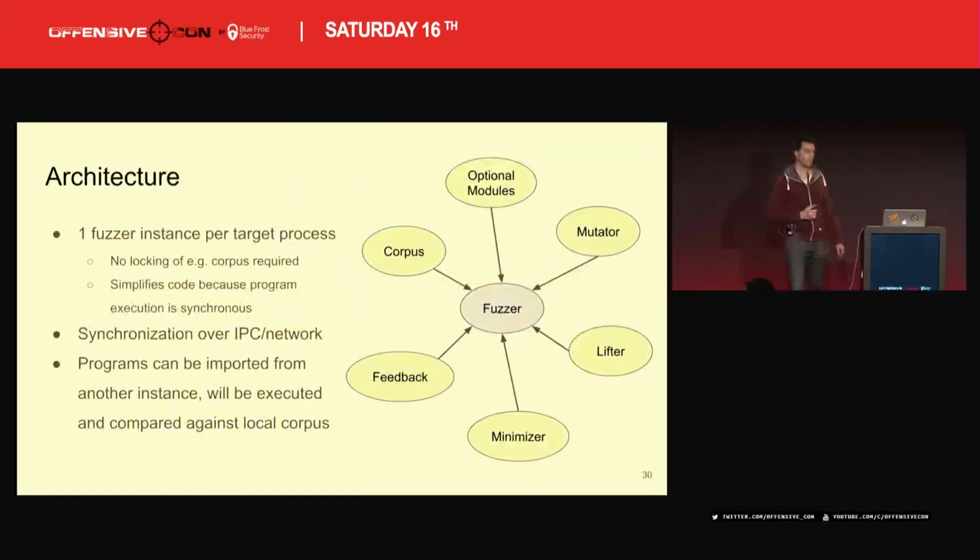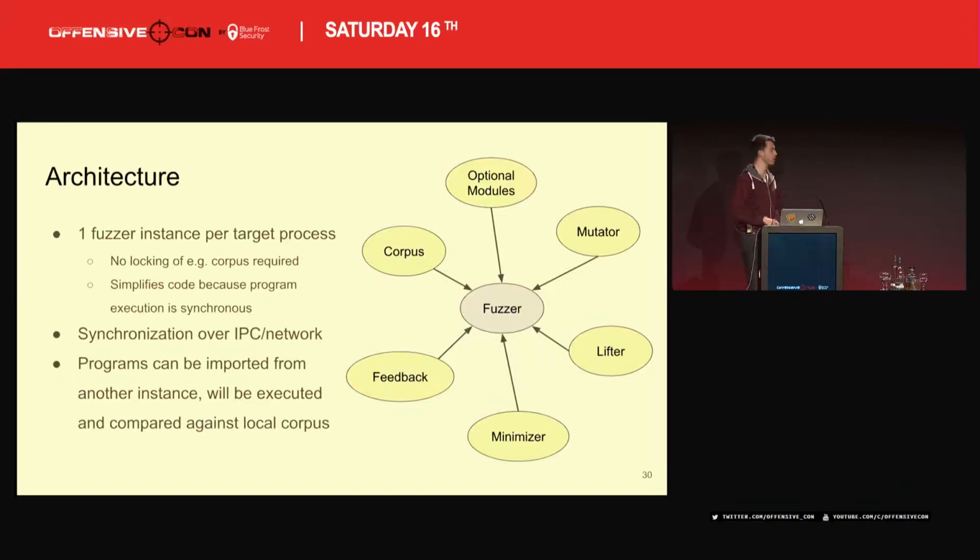Okay, here's what the architecture looks like. We've seen most of the components now. So the main fuzzer here, or one fuzzer instance, is made up of one corpus and the mutator, the lifter thing, the evaluation, the coverage guidance, and minimization. Right now there's one instance per target process, which simplifies quite a few things. And then the whole thing or many instances can synchronize over IPC or the network. We'll see this on the next slide.